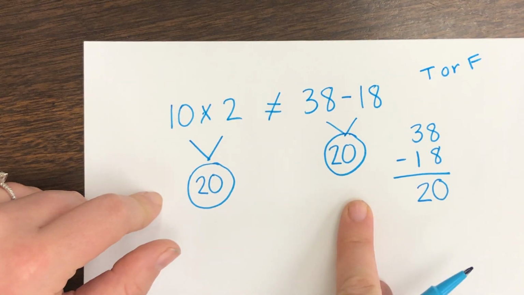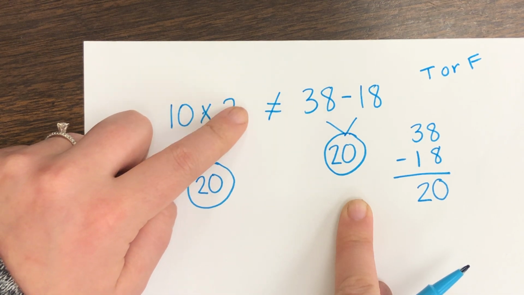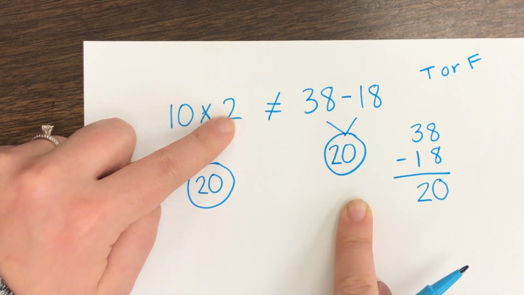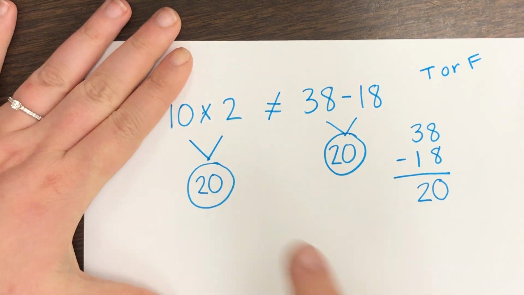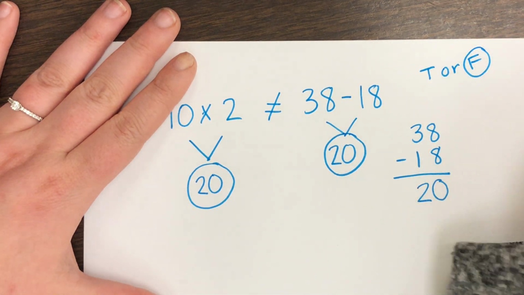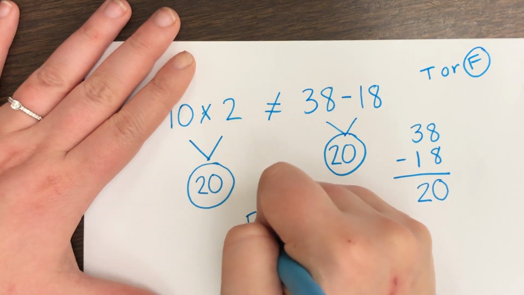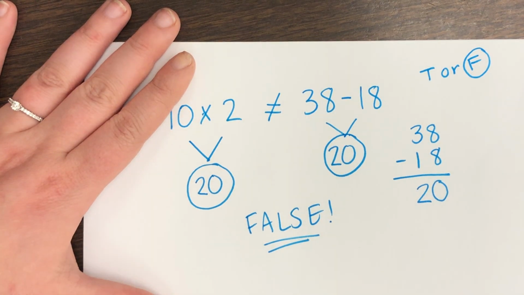The problem, though, is that this has a non-equal sign. So is this true or false? Because this is saying 20 is not equal to 20. Is 20 not equal to 20? No, that's false, because 20 is equal to 20. So this is false because they used the wrong sign.